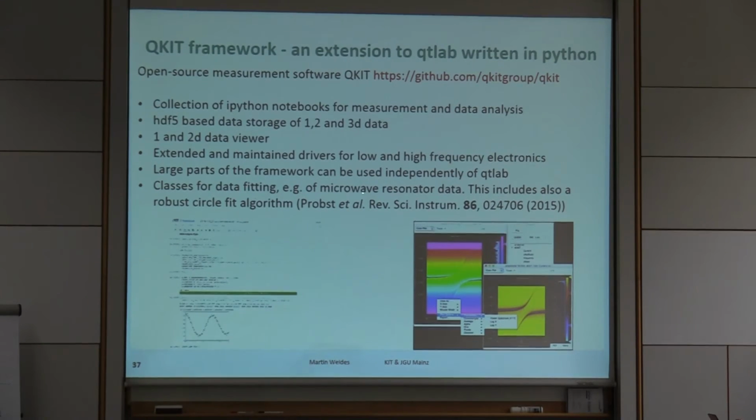In particular, we've been working on data fitting of resonators. So we implemented the circle fitting algorithm. Don't want to go into detail, but it's a robust approach. If you have a vector network analyzer, so if you take complex scattering data, you may want to implement the circle fit algorithm. We published it last year, and it's implemented in this software. Being open source, we would like to share, and if you're interested, we can have a discussion later on.